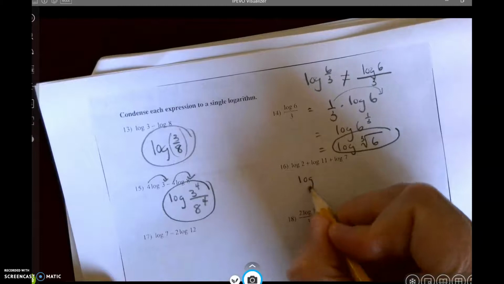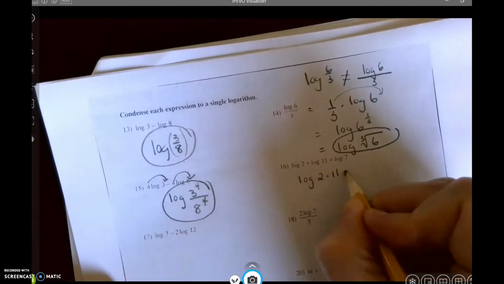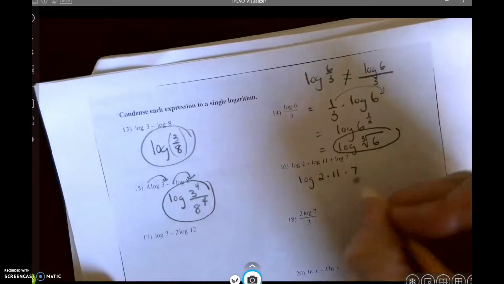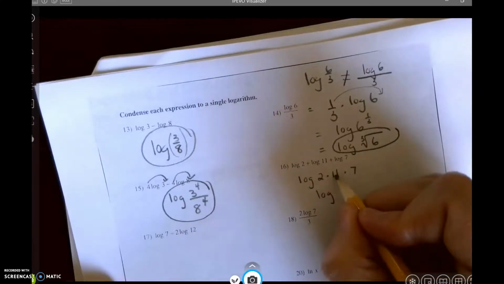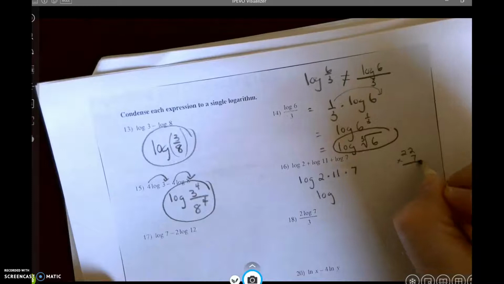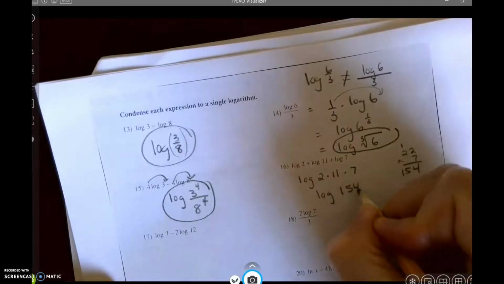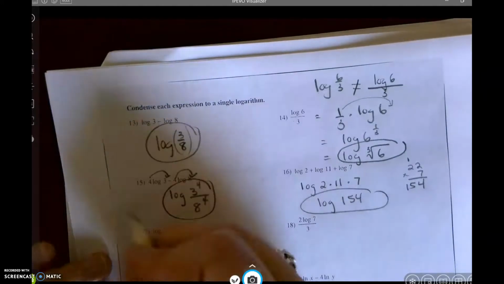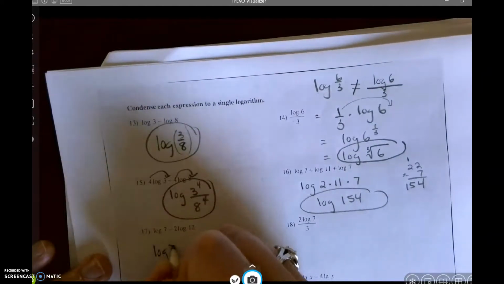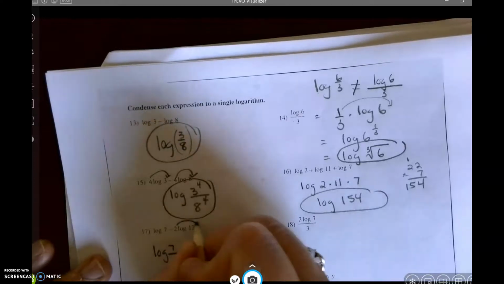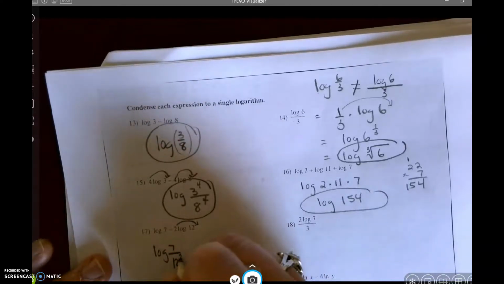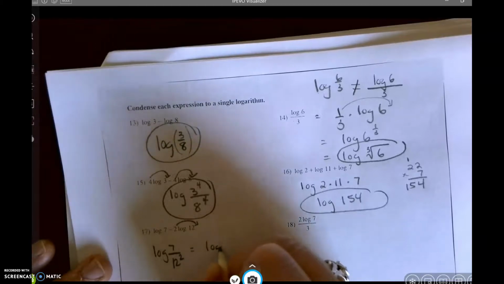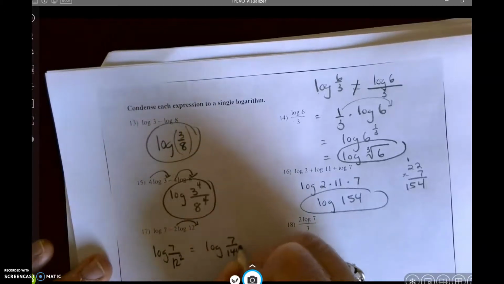Right? Log of 2 times 11 times 7. So that's log, let's see, that's 22. It's 22 times 7. Log of 154. Right, this next one. Log of 7 divided by, this is going to be here, 12 squared. So that's log of 7 over 144.